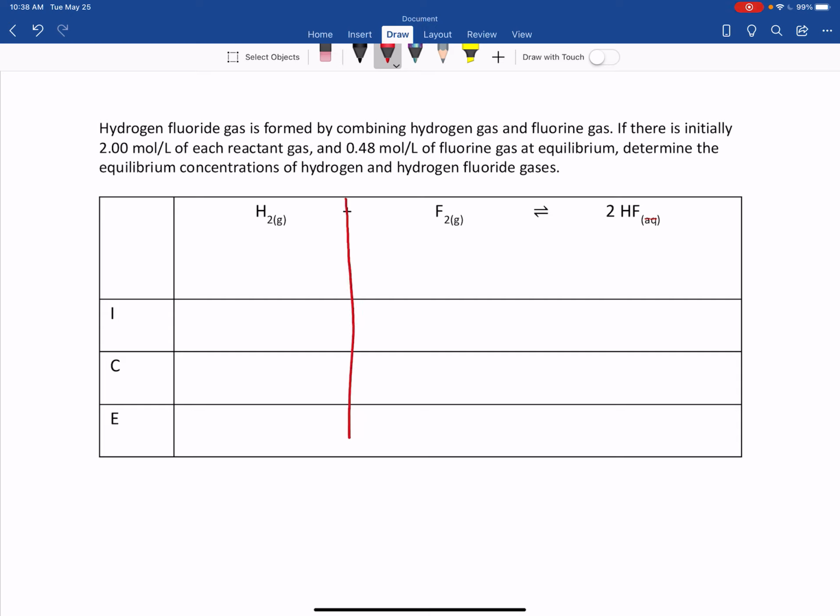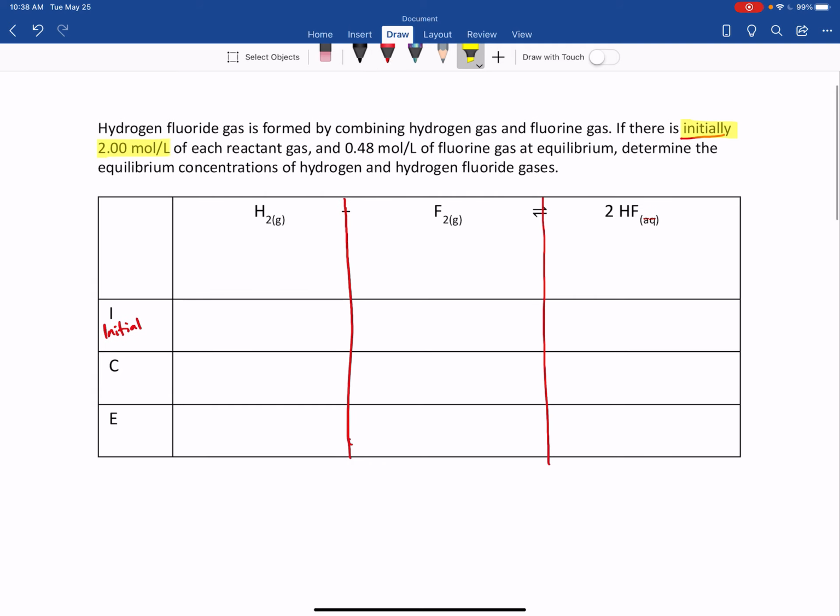I'm going to separate off every section of this so that each substance has its own cell. Now, this is a very formal table. You can just use the inner lines if you'd like, but this is how it begins. So let's look at our initial concentrations. There is the word initially for us.